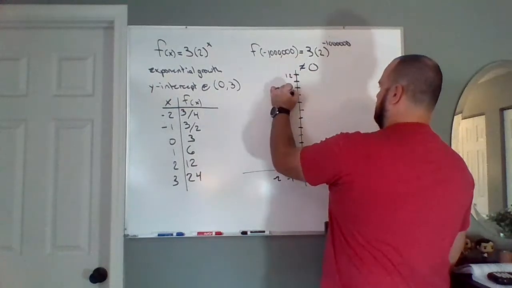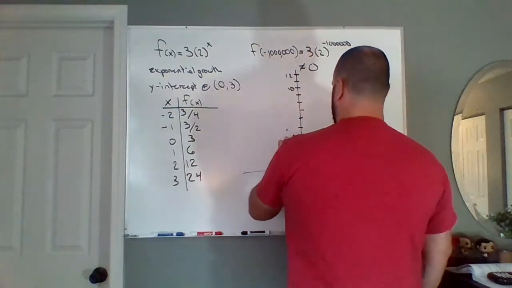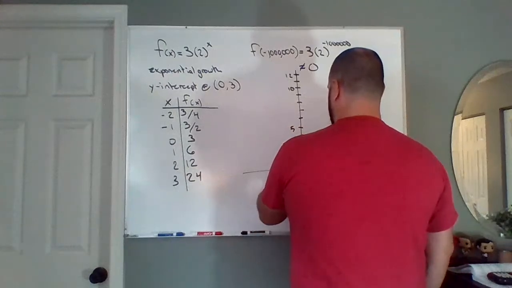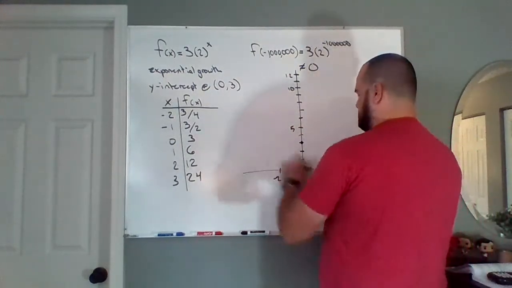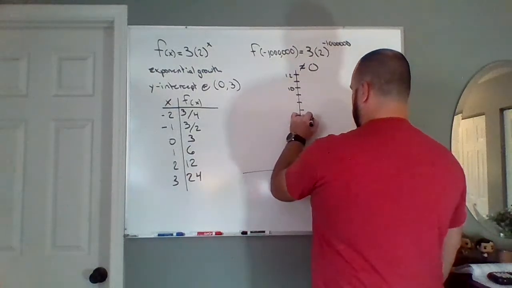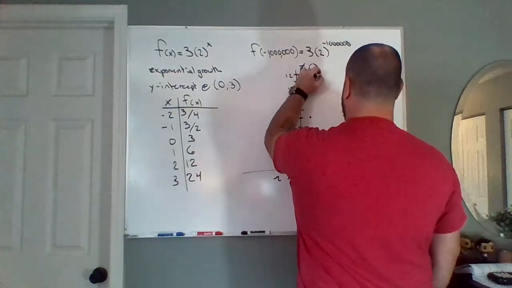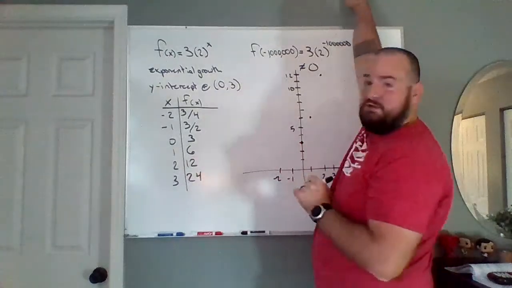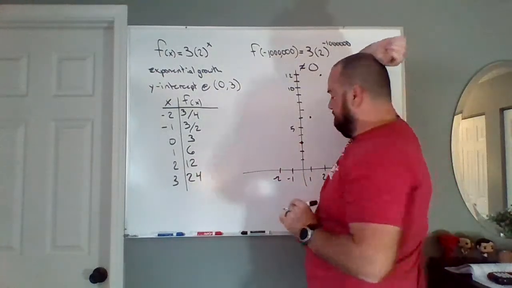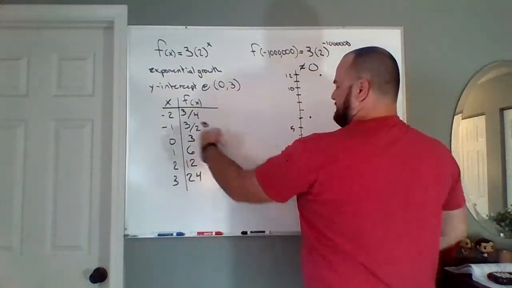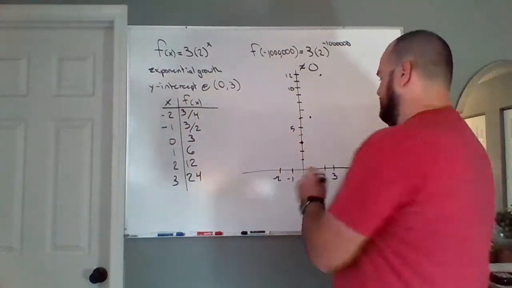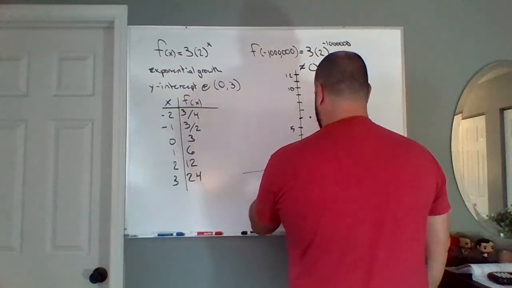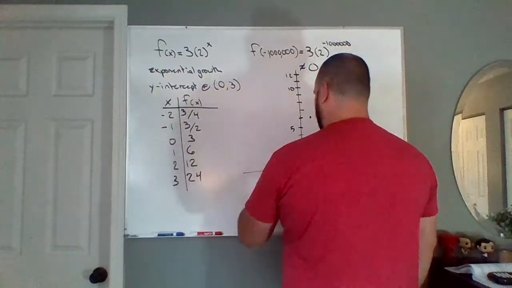So this is 12. So we go through at 0, 3. And then we have a point 1, 6, 2, 12. And then 3 is up here on my wall. I'm not writing on my wall. My wife will get very upset. The next is 3 divided by 2. What is 3 divided by 2? It's 1.5. So at negative 1, you get 1.5. Then 3 divided by 4 is 0.75.